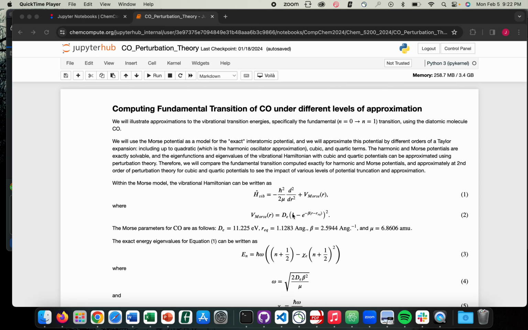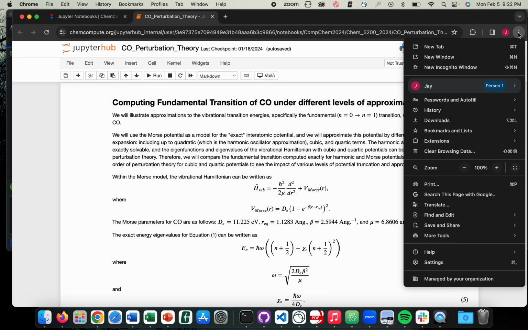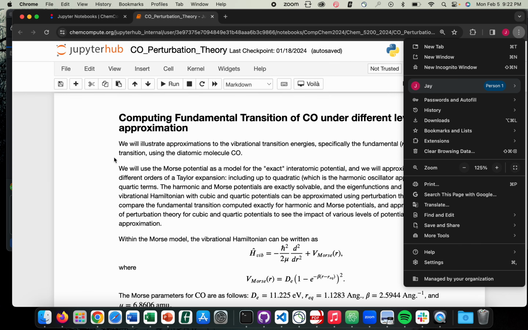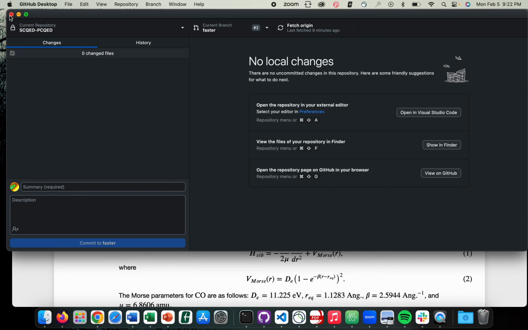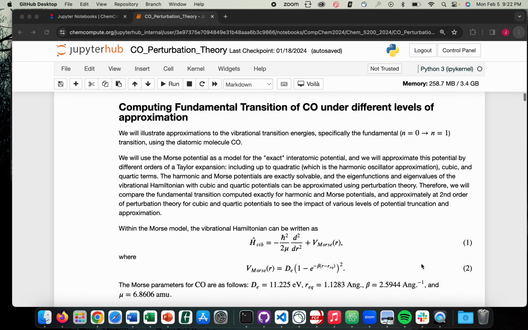So I wanted to spend a little bit more time talking about some of the code in this Jupyter notebook on computing the fundamental transition of CO using perturbation theory, which we started in lab. Although there's not a ton of new code to write to complete this notebook, there are a few things going on that are a little bit complicated. So I just wanted to spend some additional time talking about it.